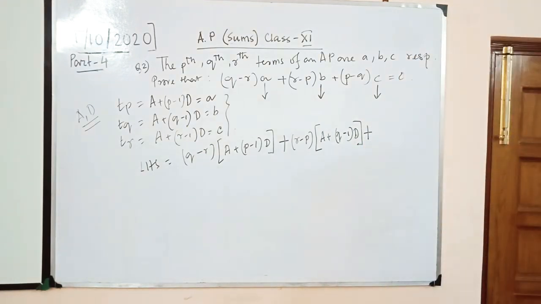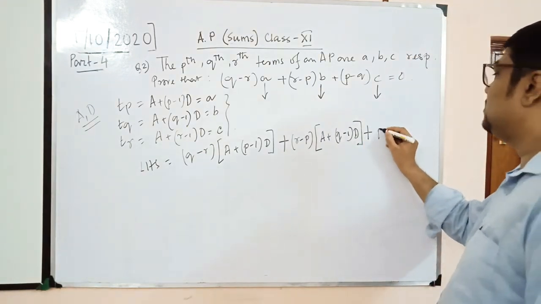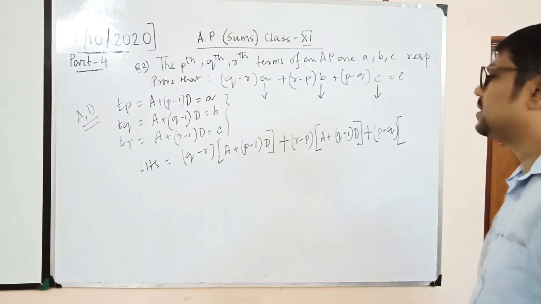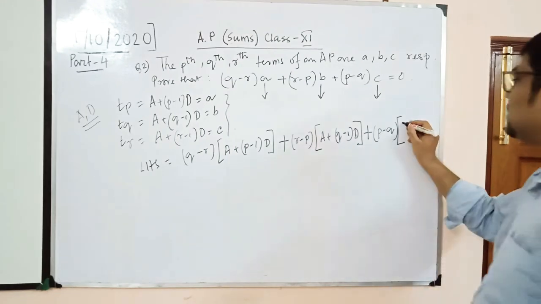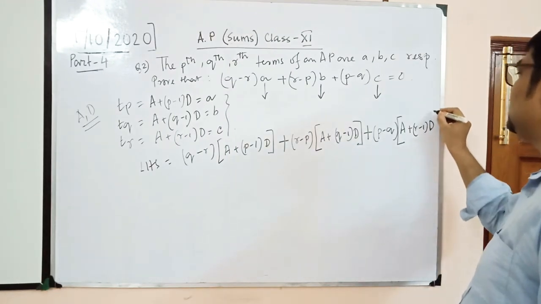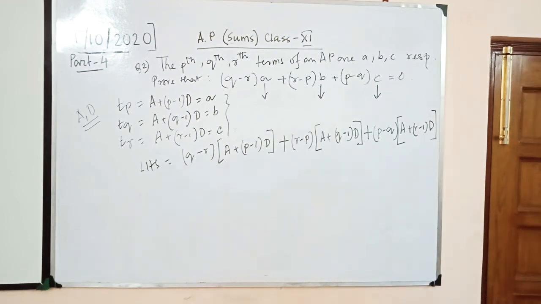then plus P minus Q, then A plus R minus 1 into D. So this is the thing. So replacement of A, B and C I have used.